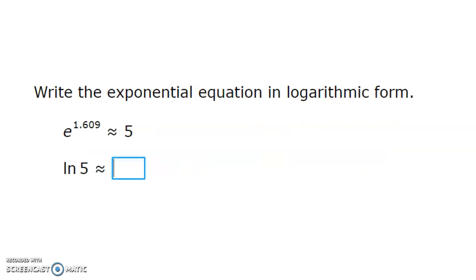Okay, let's go ahead and give another one a try here. Again, we've got an exponential, and we're going to write it in the form of a log. So here we have base e raised to the 1.609 power is approximately 5. So the first thing I want to do is write this as a log, just like we've done in the past. So that now becomes log base e, that's the base right here, of 5 is approximately 1.609. So again, all I've done is written this exponential in the form of a log.